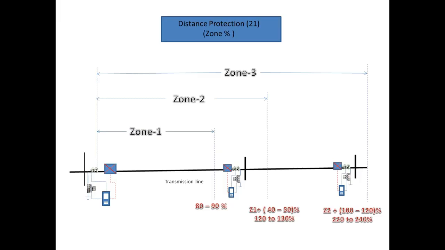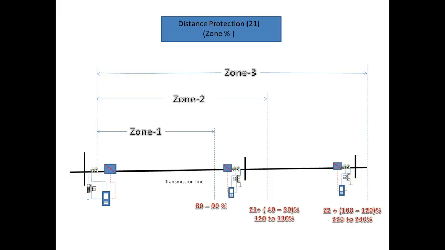So for maximum coverage without mal-operation, zone 1 is set to 80 to 90% of the line length. However, we have to choose this zone so that it covers the transmission line maximum, whatever the condition may be. For choosing zone 2, we have to consider the full length of our line plus an addition of 20 to 30% of the other line, so that if there is overlap also, it can be protected. So we are considering 120 to 130% of our transmission line.